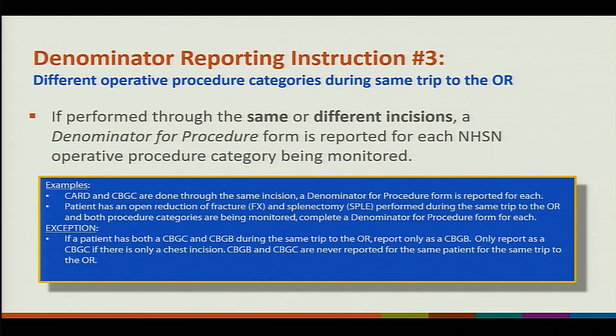Also, a situation where a patient has an open reduction of a fracture or FX procedure and a splenectomy or SPLEEN procedure performed during the same trip to the OR, and both procedure categories are being monitored within your institution, you would complete a denominator for procedure form for each. The only exception to this reporting instruction is in a situation where a patient has both a coded CBGB and a CBGC during that same trip to the OR. You want to report this only as a CBGB. CBGB and CBGC are never reported for the same patient for the same trip to the OR.